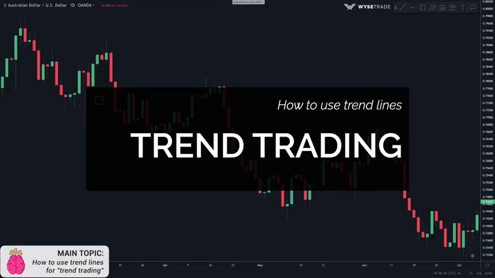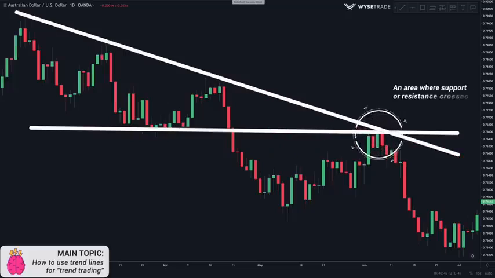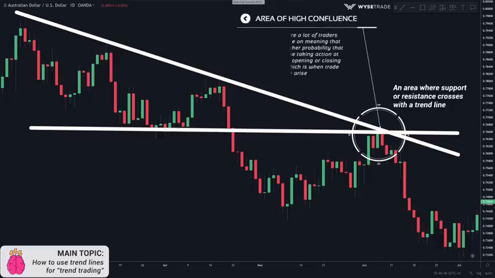Now, here is exactly what you want to look for when trend trading with trend lines, which is an area where support or resistance crosses with a trend line. This axis point is also what we call an area of high confluence. Now, an area of high confluence is an area where a lot of traders have their eye on, meaning that there is a higher probability that traders will be taking action at these areas, which is when trade opportunities arise.